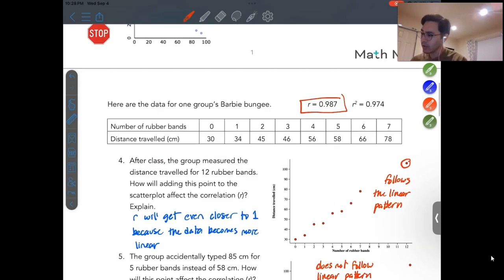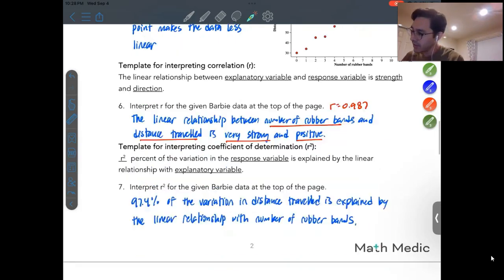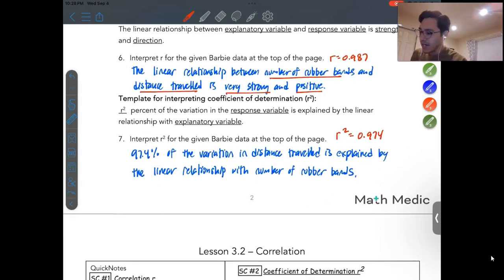All right, so let's go get that R squared value. It's 0.974. And if you're curious, yes, that is what you would get if you take 0.987 and square it. You would get that number. Okay, so there's a direct quadratic relationship, I guess you could say, between R and R squared. I forgot the number already, 974. R squared is 0.974. Okay, so we could say 97.4%.